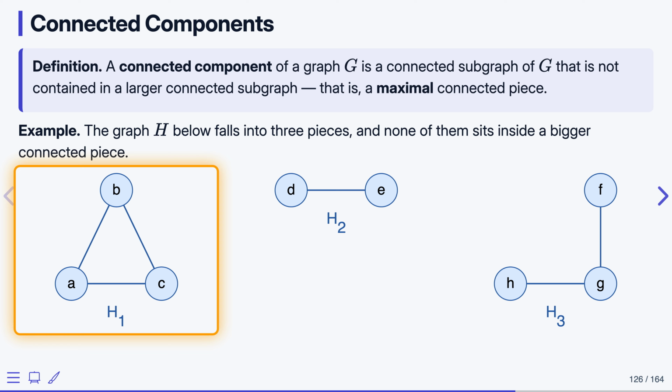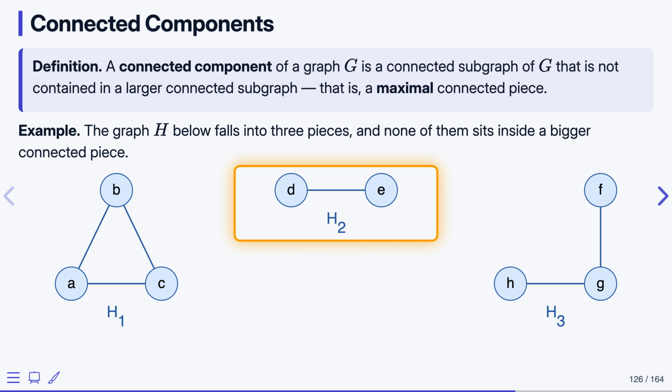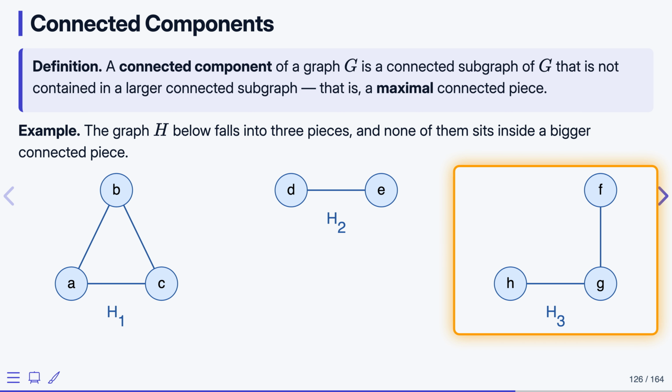The first piece, H1, is a triangle with vertices A, B, and C. The second piece, H2, is a single edge between D and E. The third piece, H3, is a path through F, G, and H. None of these pieces touches another and none can grow. So H has 3 connected components.